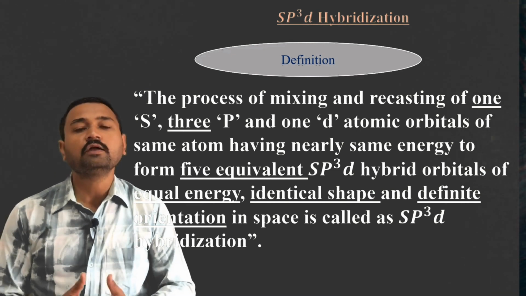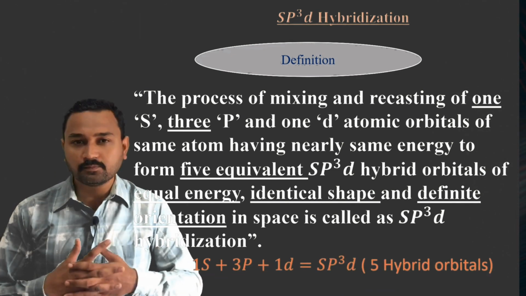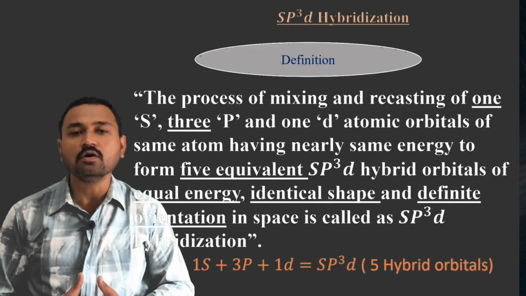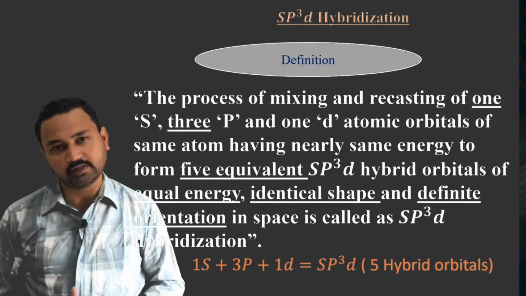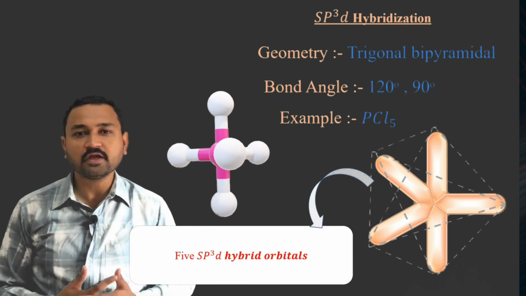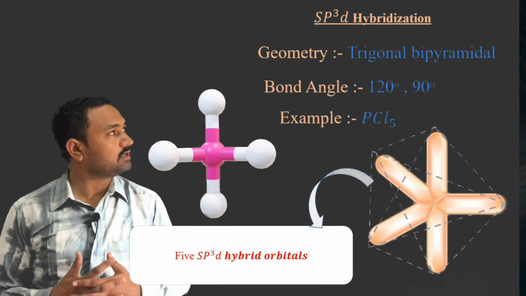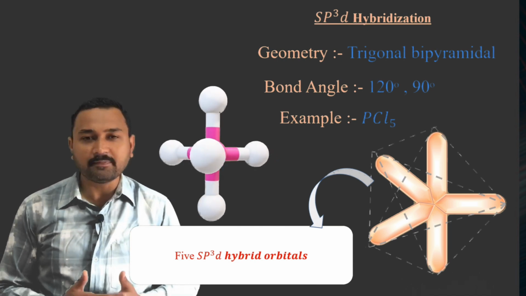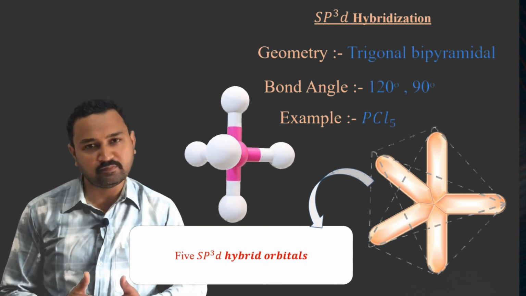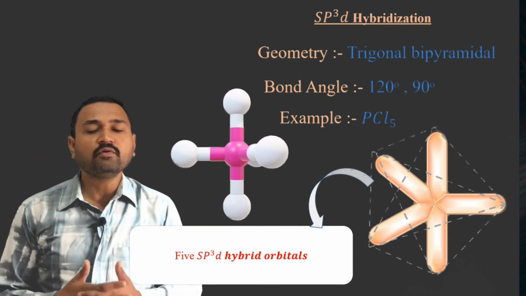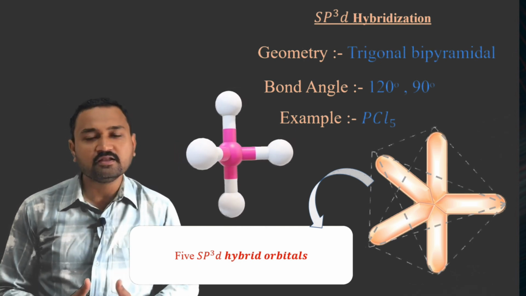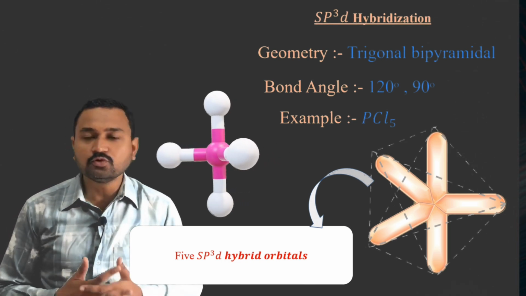Now here one s atomic orbital, three p atomic orbitals and the one d atomic orbital combine to form five sp3d hybrid orbitals. If we consider the geometry of the sp3d hybridization, it is trigonal bipyramidal. You can observe in the diagram. So the three hybrid orbitals are arranged in one plane in a triangle, while the two are above and below the plane. The bond angle is 120 degree which is present in the plane, while the other bond angle is 90 degree which is above and below the plane.